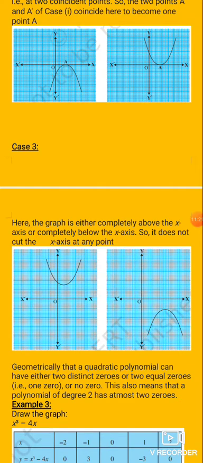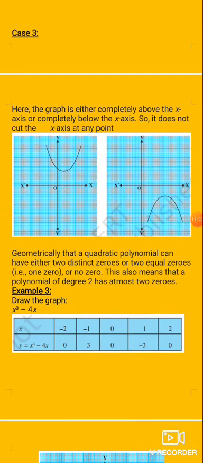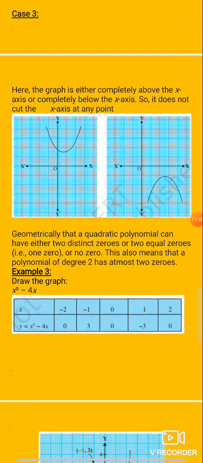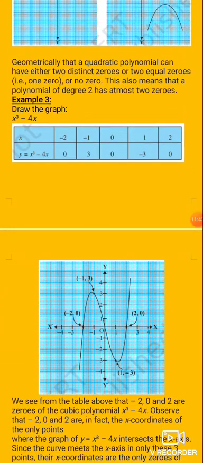Now the next one, example 3. Draw the graph of x cube minus 4x. What type of polynomial? Yes, a cubic polynomial. So to draw the graph, first we need to construct a table. Put some values of x, then you will get the corresponding value of y. Now after that, when we plot the points and join them, this is the shape of that cubic polynomial graph.